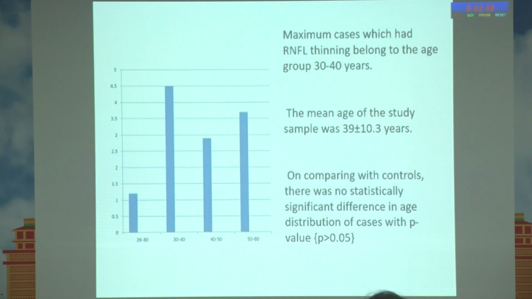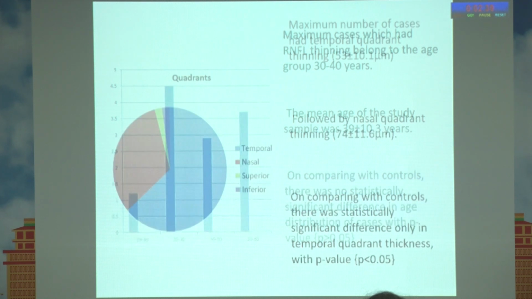Maximum cases which had RNFL thinning belonged to the age group of 30 to 40 years. The mean age of the study sample was 39 plus minus 10.3 years. On comparing with controls, there was no statistically significant difference.